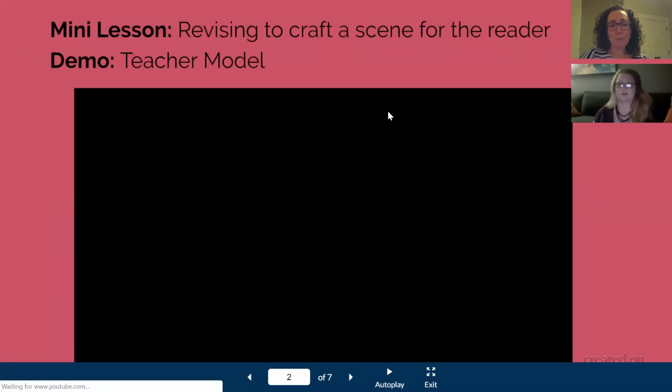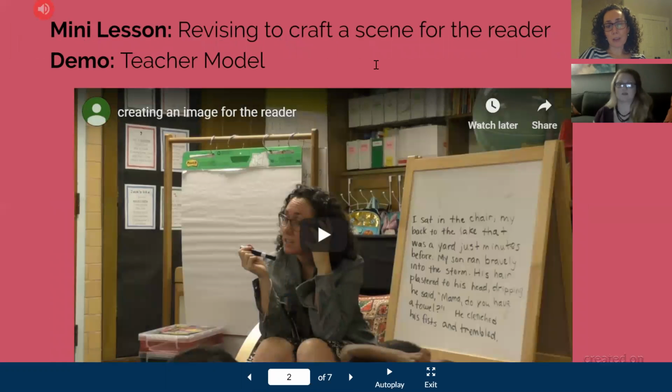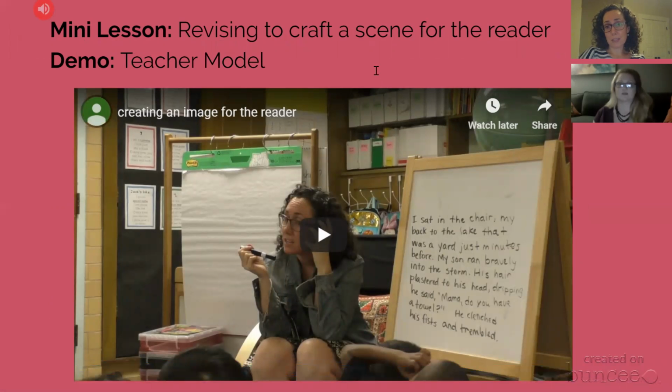So we're going to actually watch kind of the long end of a mini lesson together. This mini lesson was about revising to craft a scene for the reader. We were talking about how authors can use words to create an image in the mind of the reader. And the demonstration that I used in this case was a teacher model, where I thought of something in my life and I modeled choosing a topic and then actually writing in front of them.